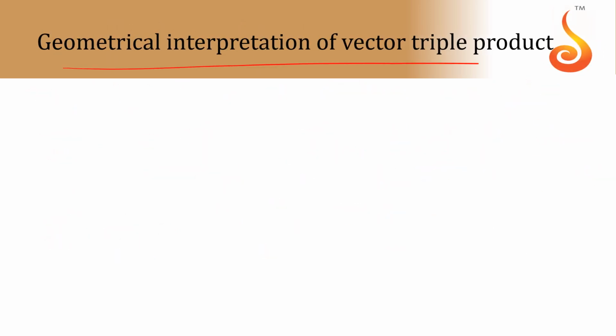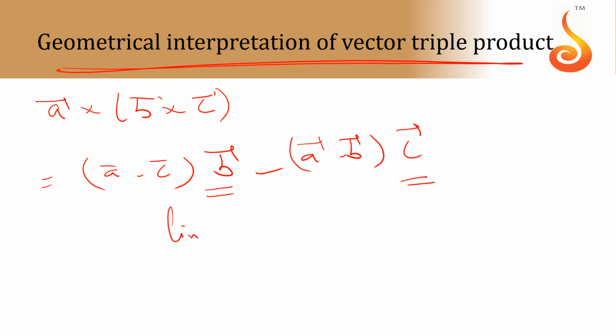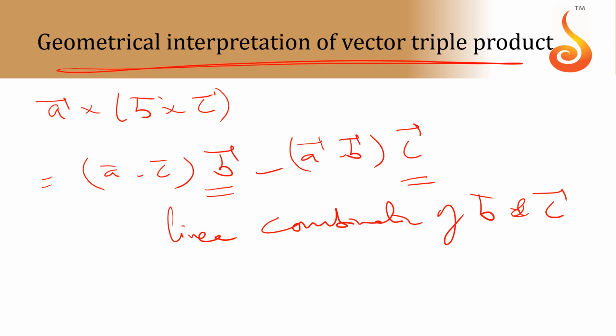So what is the geometrical interpretation of vector triple product? A bar cross B bar cross C bar. You know the formula for this is (A dot C) into B bar minus (A dot B) into C bar. So if you observe carefully, the result is a linear combination of B bar and C bar. So it should be in the plane of those vectors.